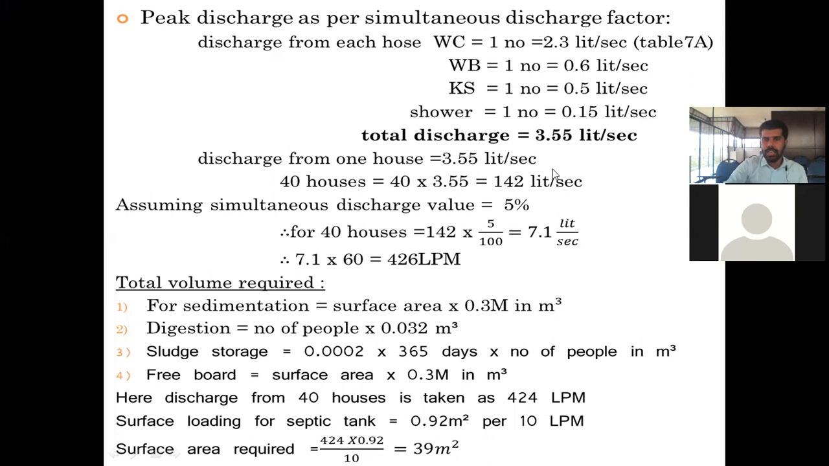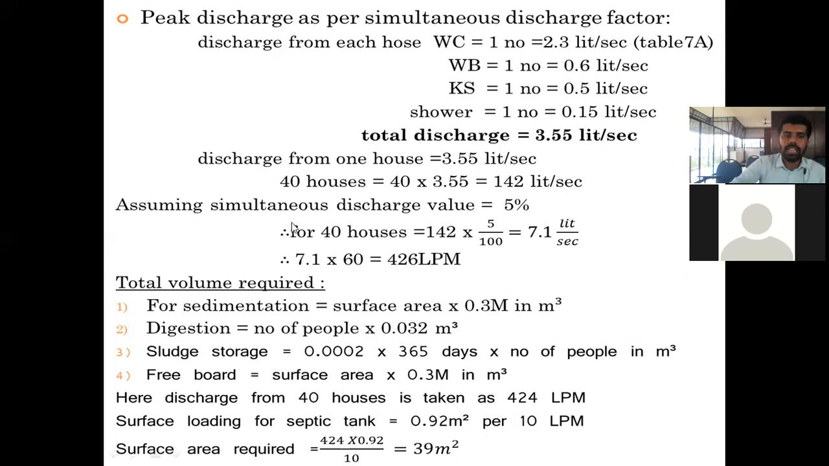Therefore 5% of that discharge will be 5 by 100 into 142, which will be 7.1 liter per second. 7.1 liter per second is the simultaneous discharge factor, or 5% of 142. Okay, so convert this liter per second into liter per minute, you will be getting 426 liter per minute. So this is one of the methods. So you got 426 liter per minute as the flow discharge. Now you got the discharge that is coming to the septic tank, 426 liter per minute, from 40 houses.